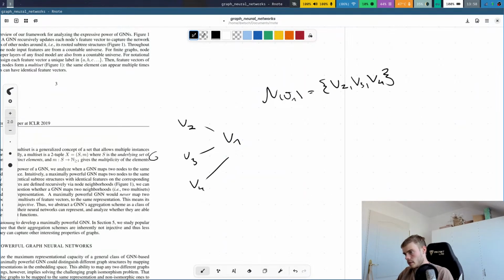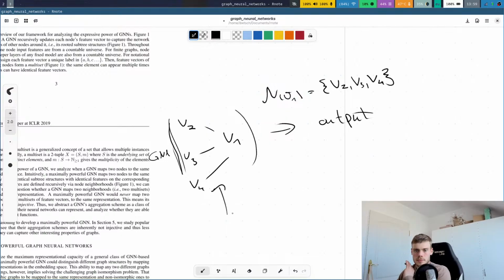If the GNN processes this graph, it only creates this vector or this output if this subtree structure is the same. And another subtree structure where we have, for example, V4 or V5 as well in here, that leads to a different output.